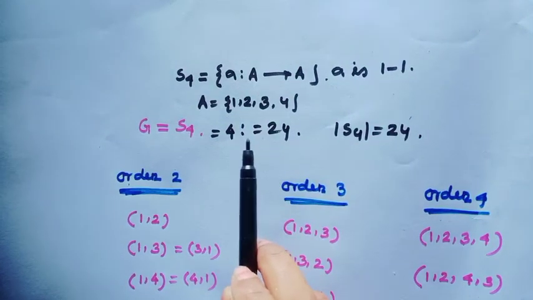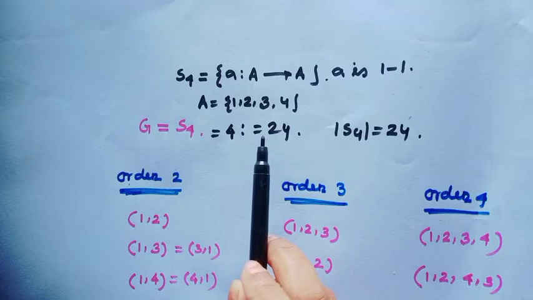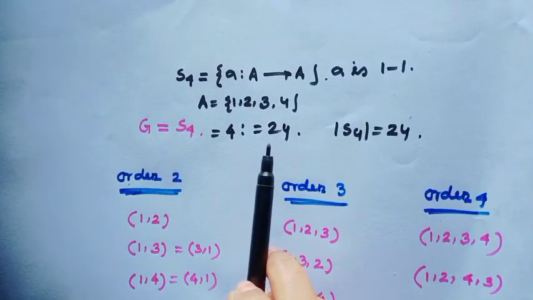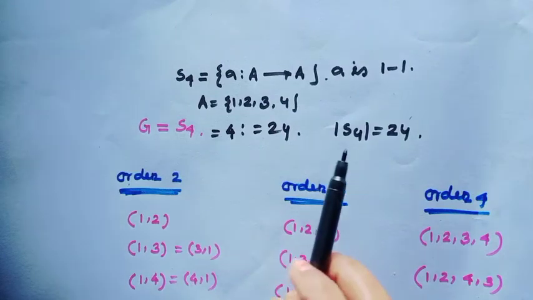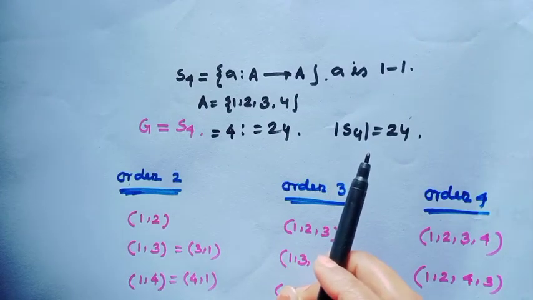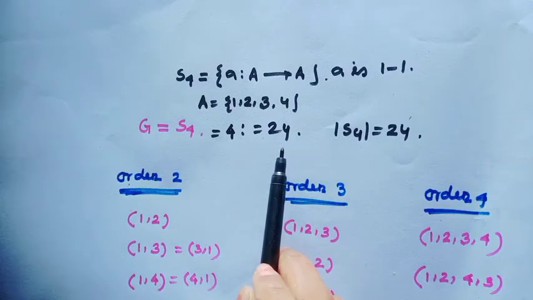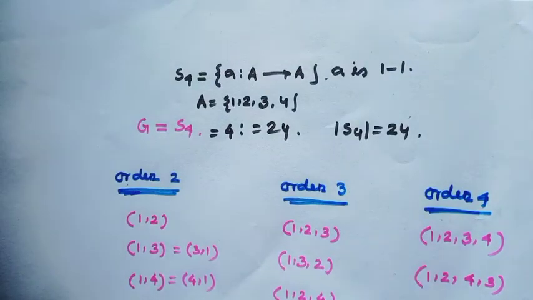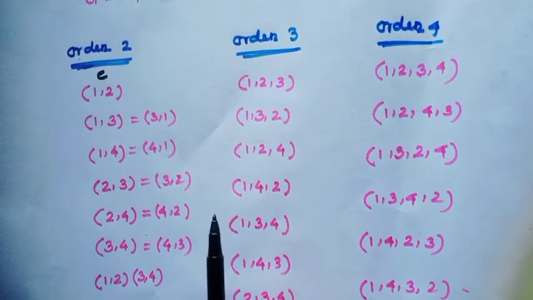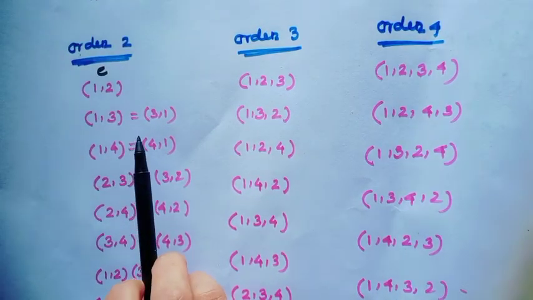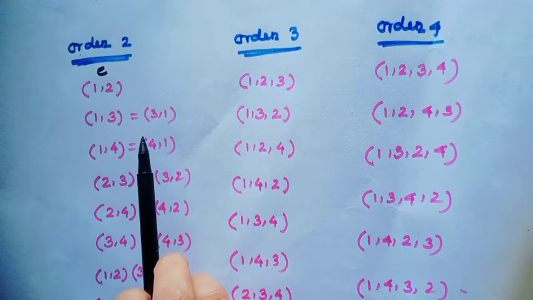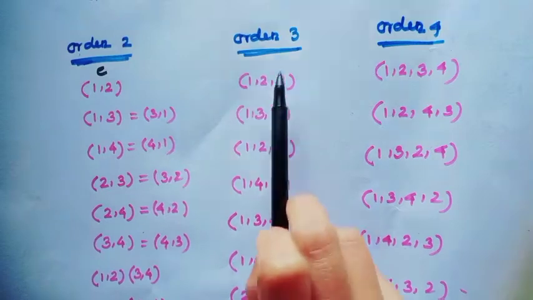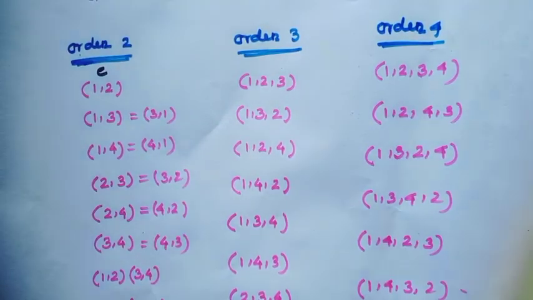And the group has 4 factorial elements. The size of the group is called the order of the group. Here the size is 24, so the order of the group is 24. Okay. This is the S4 group containing these cycles. This is the identity element, this is a 2 cycle, this is a 3 cycle, and this is a 4 cycle.